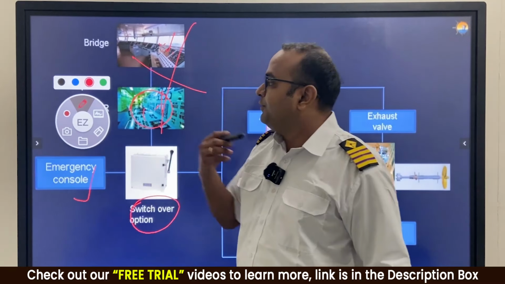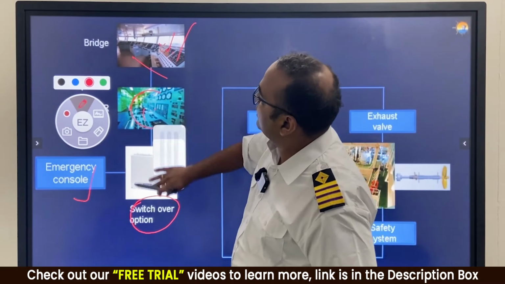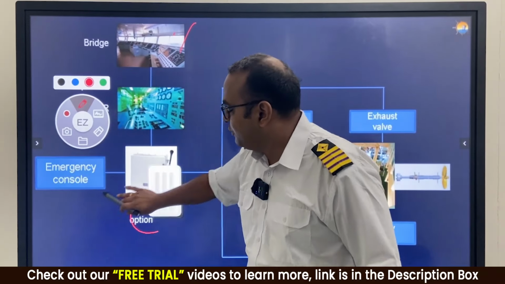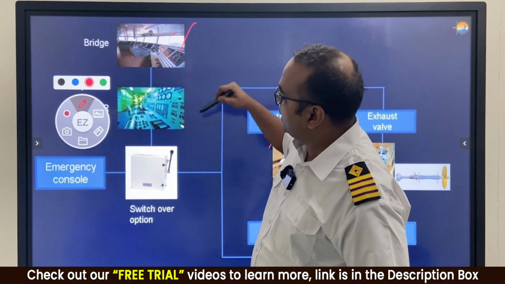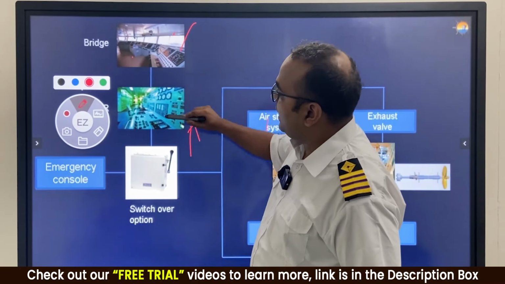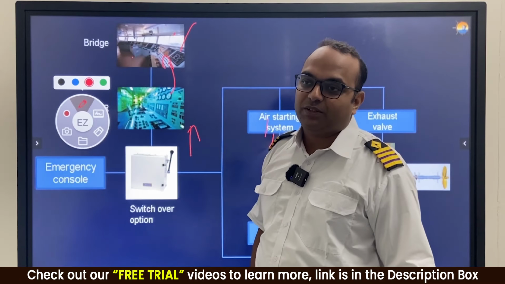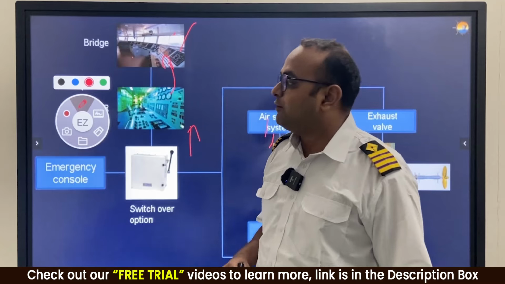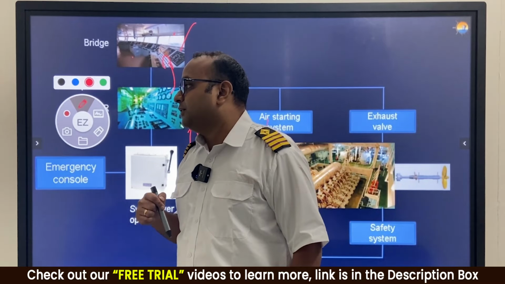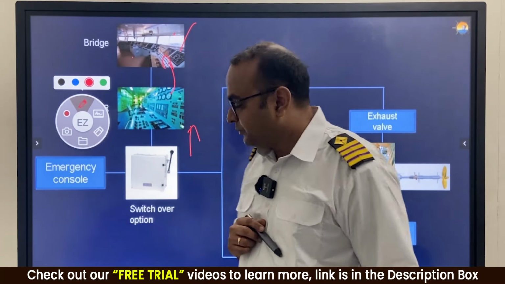So if you want to start from the bridge, first of all, this switchover switch should be for the remote, and from ECR it should be to the bridge. Then only it will start from the bridge. Okay, sir. There can never be a contradiction of communication. Good.